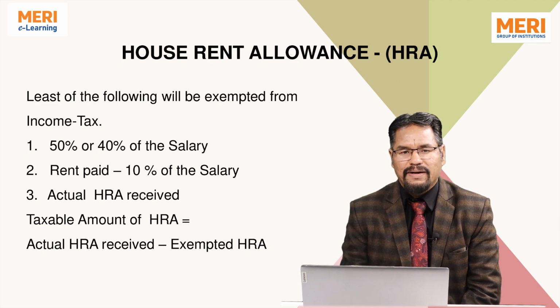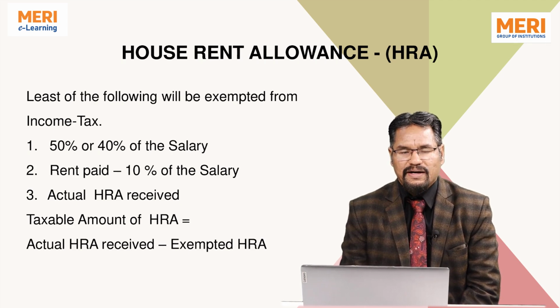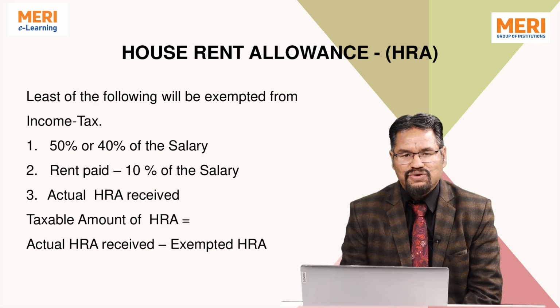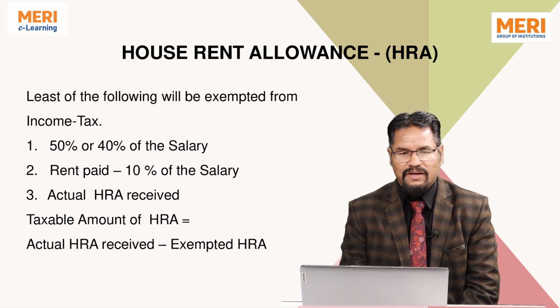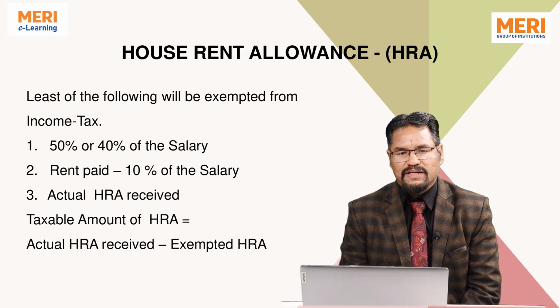And what is that limit? The rule is the least of: number 1, 50% or 40% of the salary; number 2, rent paid minus 10% of the salary; number 3, actual amount of HRA received. You must remember, when we are talking about 50% or 40% of the salary, 50% you will take in case of a metropolitan city.